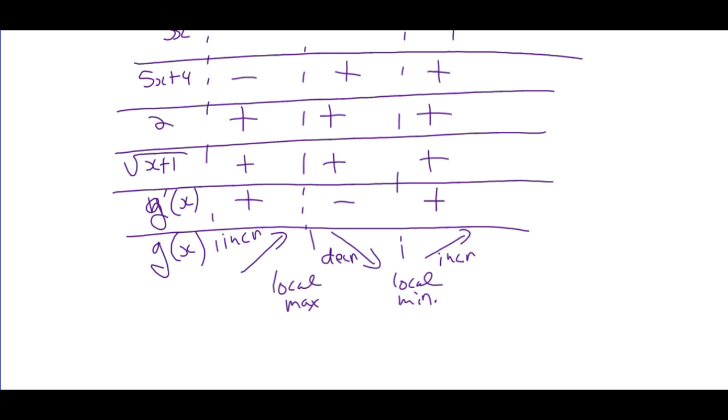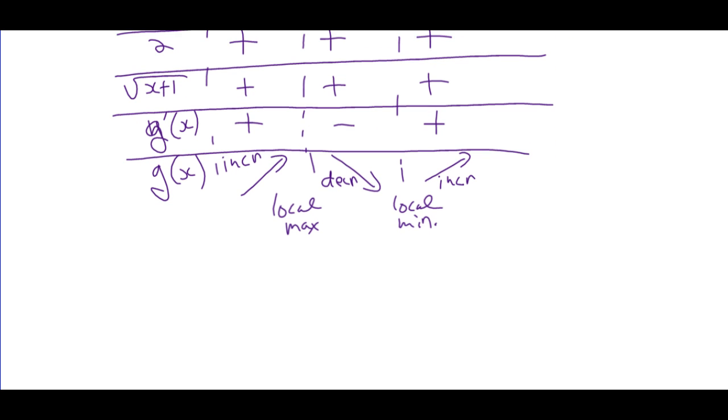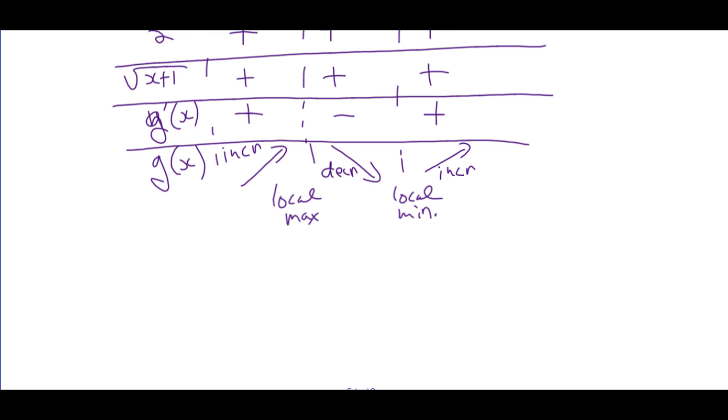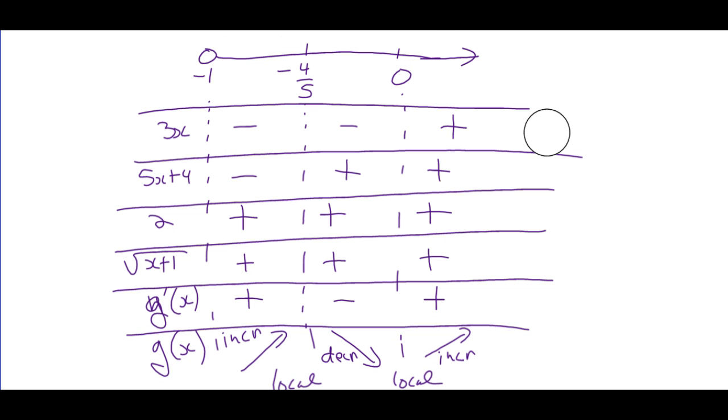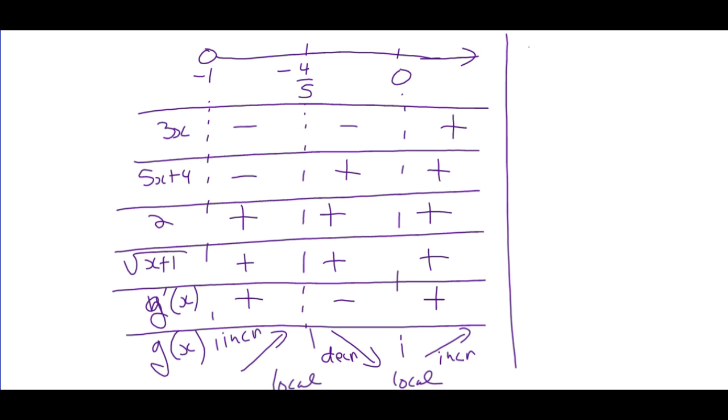All right, so let's figure out what those points are, right? Because the original question said, determine the critical numbers and the local max and minimum values. Okay, so we have a local max at negative 4/5. Where should we do this? Let's clean this up a bit. Okay, so local max.